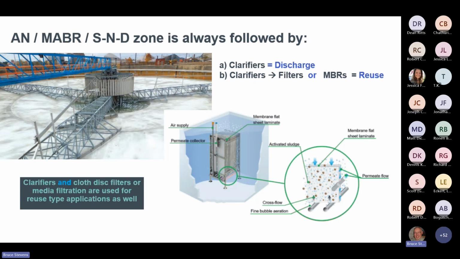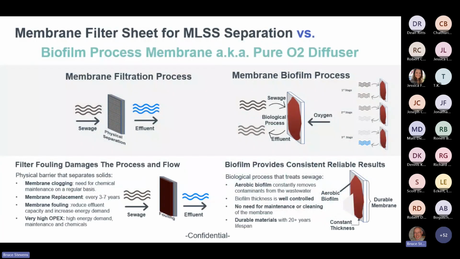So we don't always supply that part of the process, but we like to focus on the anoxic zone, the MABR zone, and the SND, so we can control it and make sure that the process operates properly.